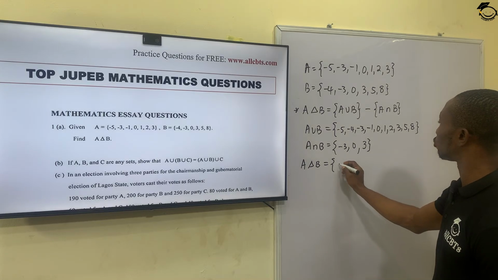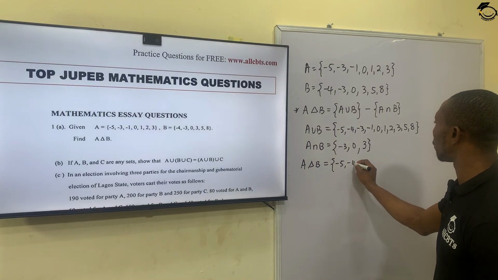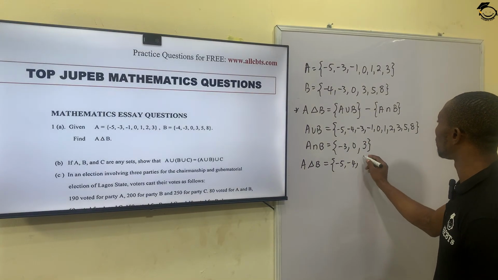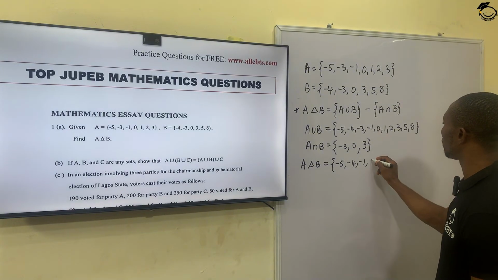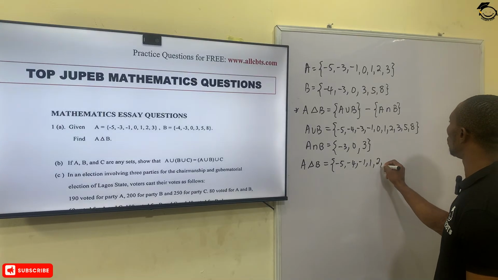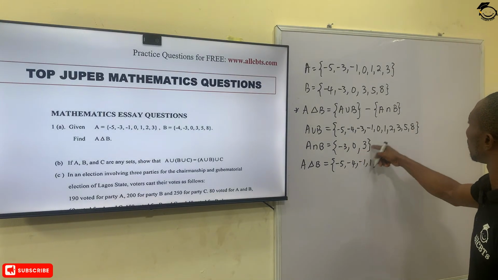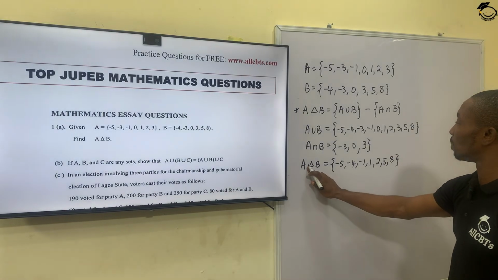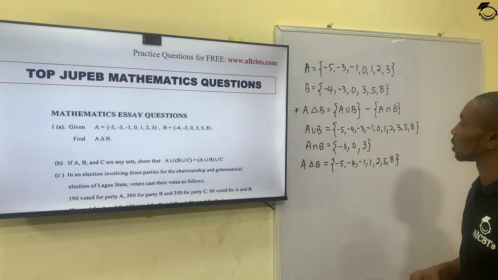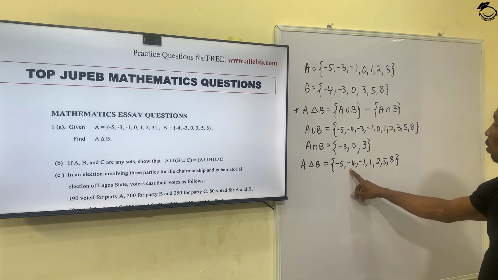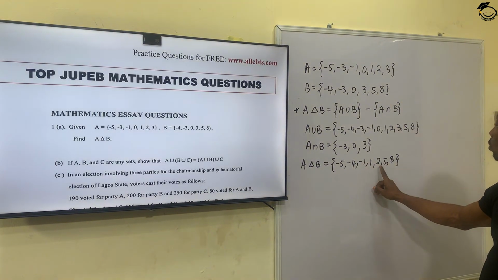We'll be left with minus 5, minus 4, minus 3 is available in their intersection, so we'll eliminate that. Minus 1, 0 is available, so we would eliminate it. Then 1, 2, 3 is also there, so we would eliminate it. Then 5 and 8. So our A delta B, or the symmetric difference between set A and set B, would be minus 5, minus 4, minus 1, 1, 2, 5, and 8.